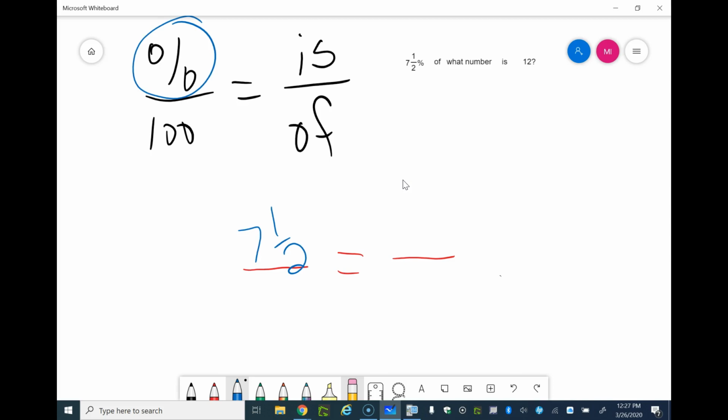You do not have to change anything to a decimal or flip it to an improper fraction or anything like that. You just write it. When we're doing this is over of formula, you leave everything as is. You just write it in the spot that we need to write it in. 100 always stays consistent in the bottom left-hand corner. Now the is, if we go back to our problem, is going to be 12.